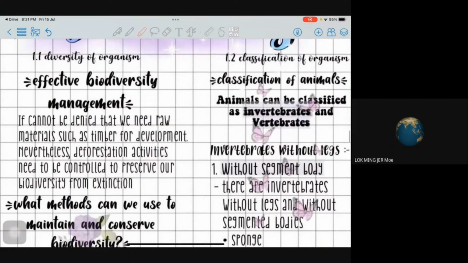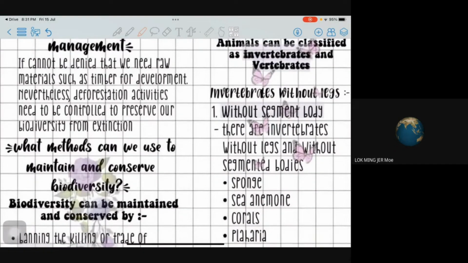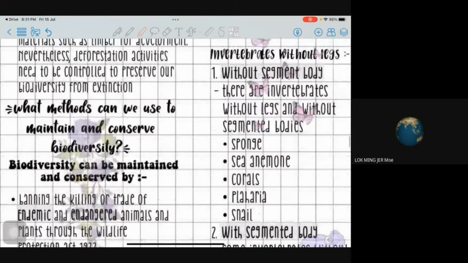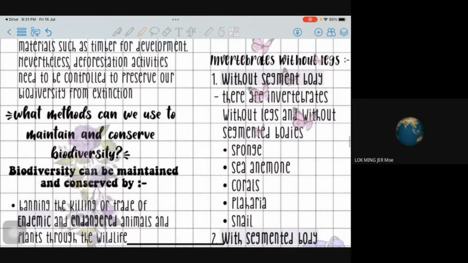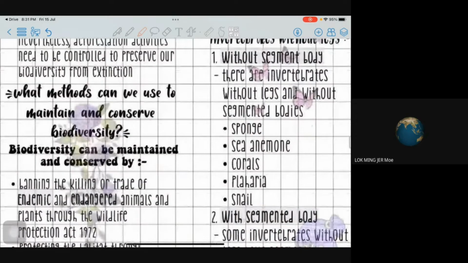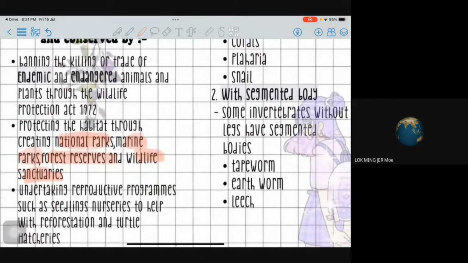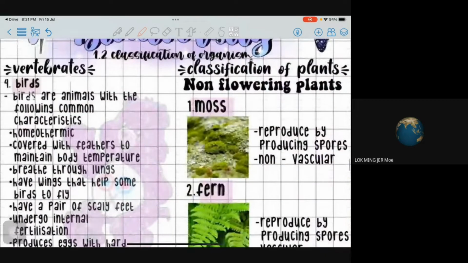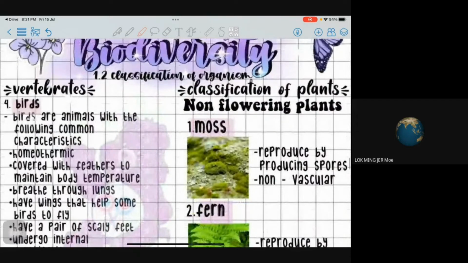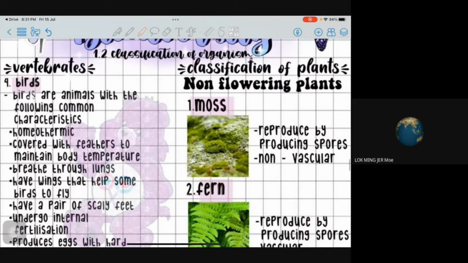Okay, and then classification of animals: invertebrates. Now we move to invertebrates without legs. So what are invertebrates without legs? For example, snail and corals. Some invertebrates without legs have segmented bodies, for example tapeworm, earthworm, and leech. Do you know what a leech is? If you go to the jungle, you get leeches, right? This is just a revision, you already learned all of this. You also learned about birds.